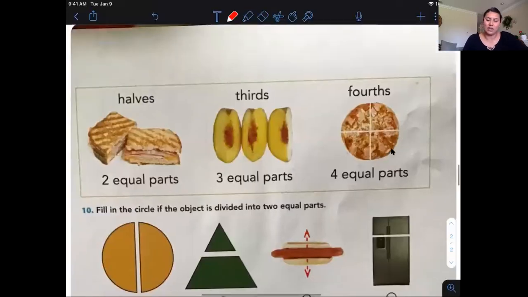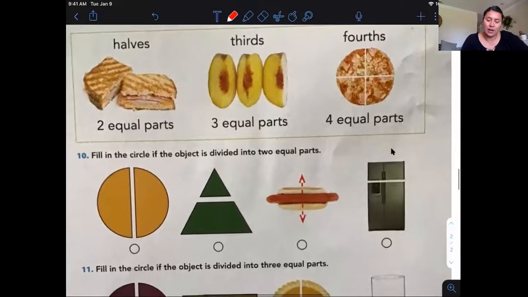All right, friends, you should be on the back side of your paper. Let me show you mine. There we go. We have some delicious things. I hope you already ate your breakfast or your lunch so you're not getting hungry by doing this math paper.